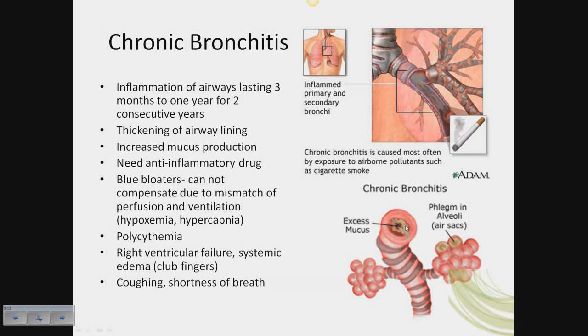So that's why we call them blue, because they're going to be cyanotic. And we call them bloaters because when there's excessive CO2 trapped in the alveoli, CO2, I have to tell you, works in a different way in the lungs than it does in systemic blood vessels. Remember, in systemic blood vessels, we learned that CO2 acts as a vasodilator.